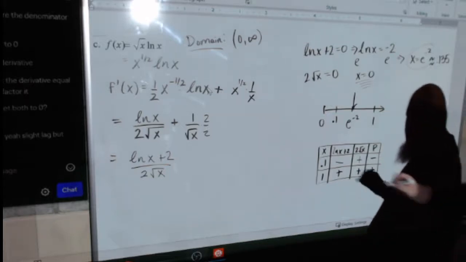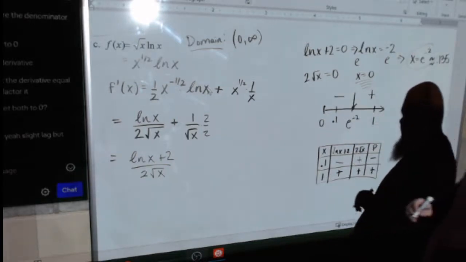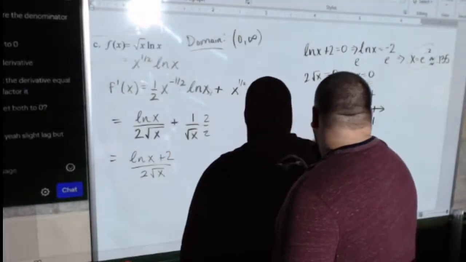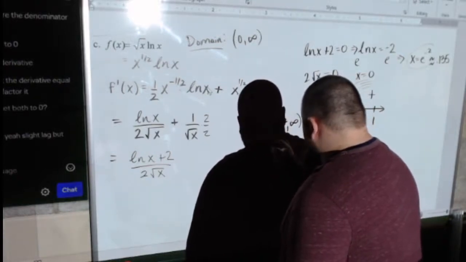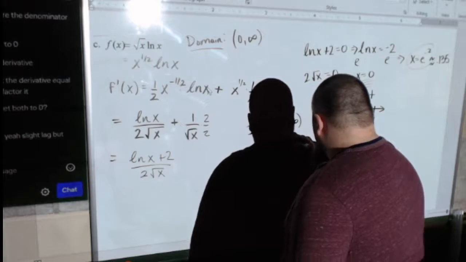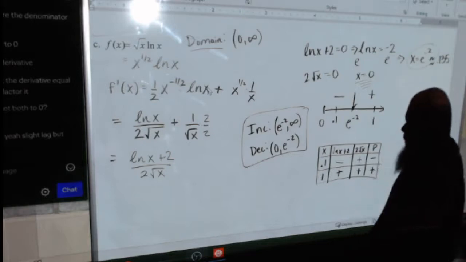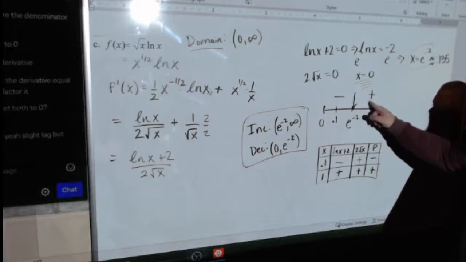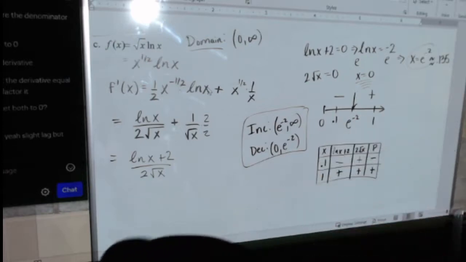So if I go back to my number line, negative there, positive there, therefore it is increasing from e to the negative 2 to infinity, and decreasing on the small interval 0 to e to the minus 2. So while I'm plotting this, just to show it to you, tell me, we see a change in sign here. What is this point? Is it a local max or a local min?